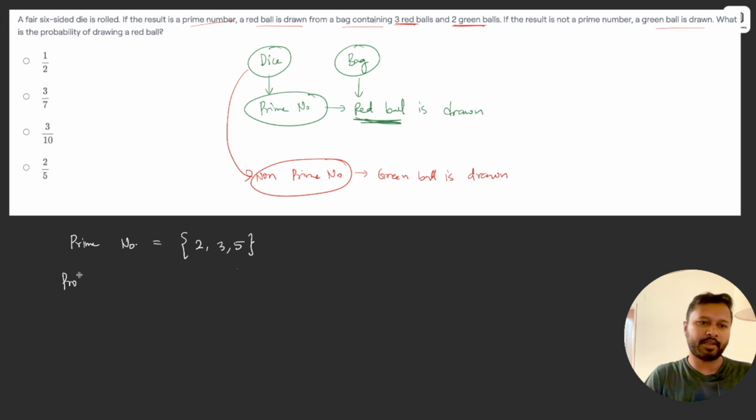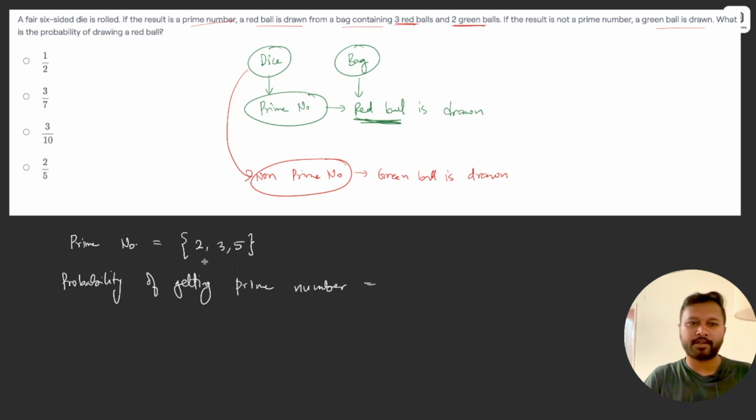So probability of getting a prime number is, how many prime numbers are there? 3 prime numbers, and total outcomes are 6. The probability of getting a prime number is 1 by 2, right? So this is clear. Now what is the probability of getting a red ball?